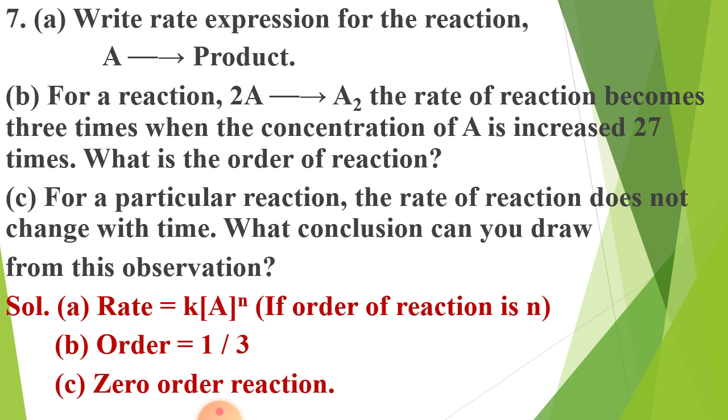So for part A, the answer is, now rate we can write like this, rate equals [A] to the power n, here n equals the order of reaction. Here no experimental quantity is given, that's why we can think that the order of reaction should be xyz, or you can write n here. So rate should be like this, rate equals [A]^n. Now second question, we have to calculate the order of reaction. Similarly as question number 6, you can solve this and find the order of reaction 1 by 3.